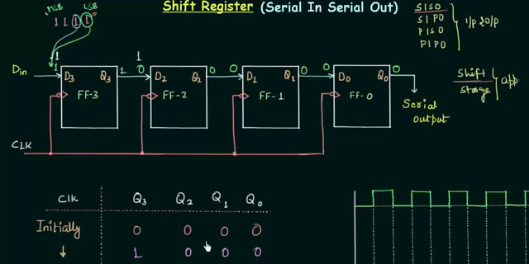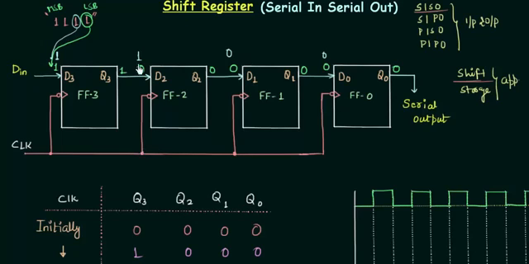Q2 is equal to 0, that's why D1 is equal to 0. D0 is connected to Q1. Q1 is 0, so D0 is 0. So we have our inputs 1 1 0 0, and we have to find out the output.